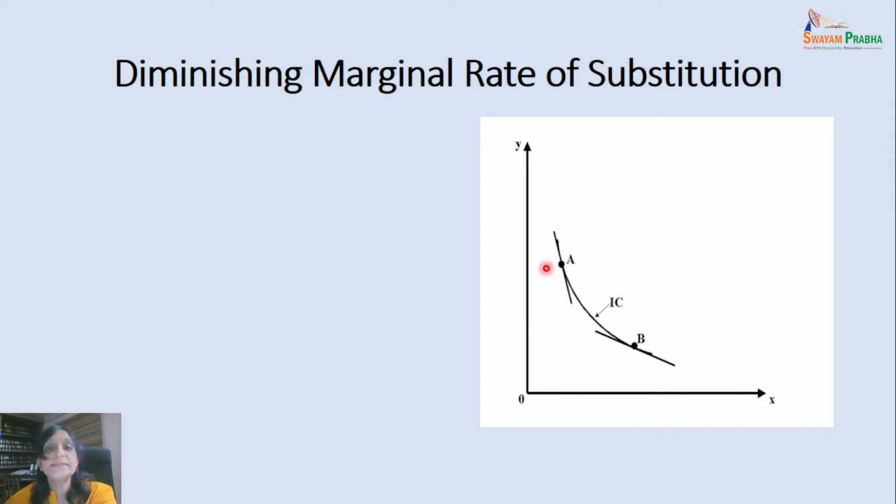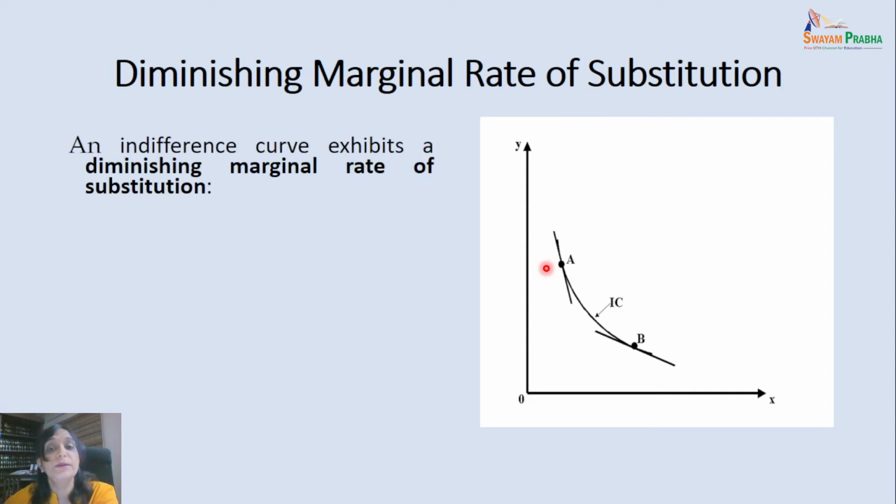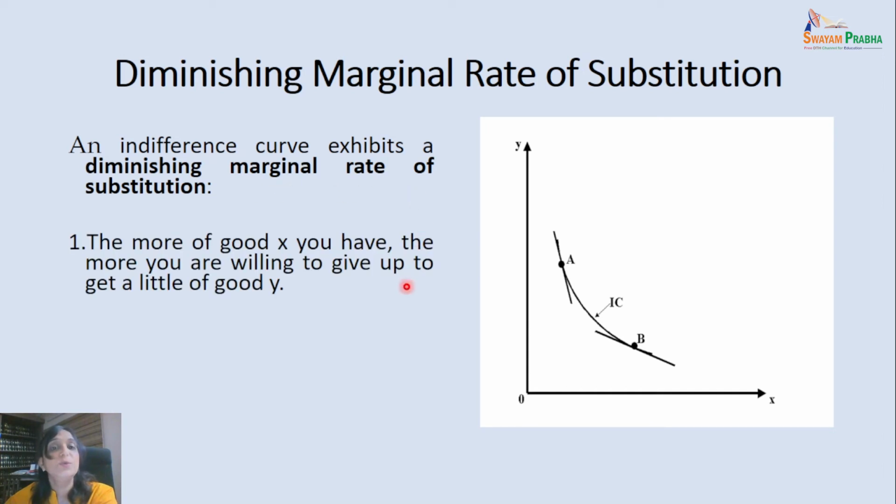What we say is the rate at which you are taking more of X by giving up Y will keep on declining, or it will diminish. So our indifference curve exhibits a diminishing MRS, which means as you have more of good X, your willingness to give up Y will keep on declining.